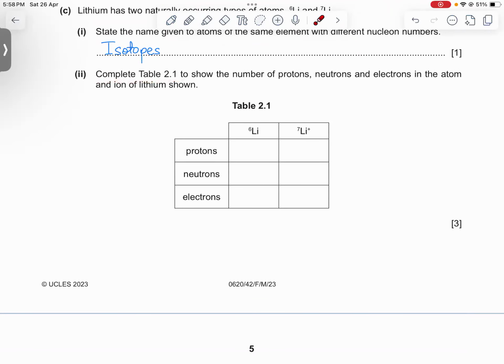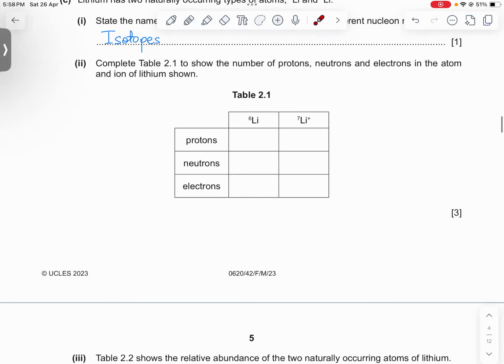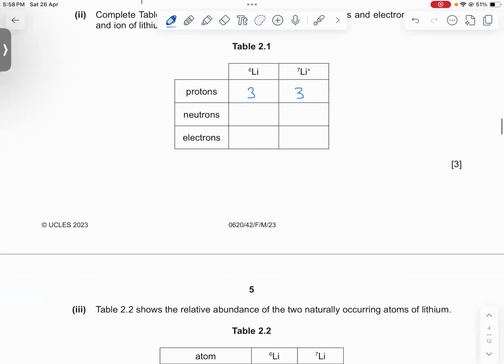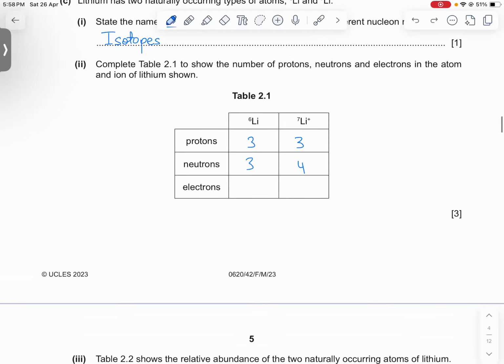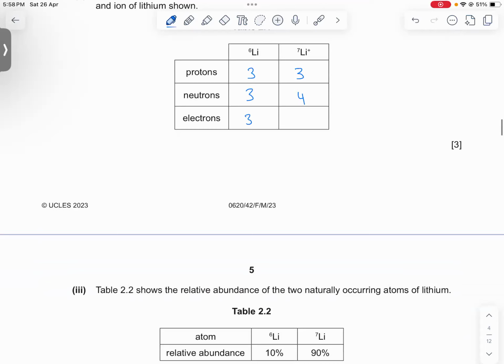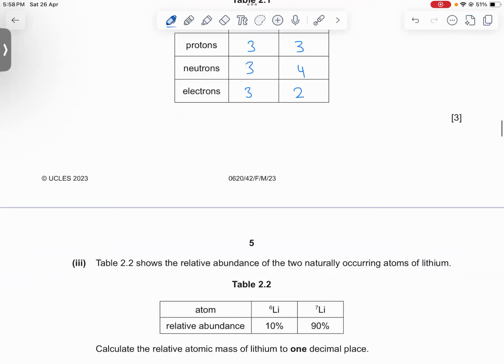Complete table 2.1 to show the number of protons, neutrons, and electrons in the atom and ion of lithium shown. All right, so number of protons, each lithium has 3 protons. This is something you can memorize or remember. Neutrons: this one has 3 because subtracting 3 from 6 is 3. And this one has 4 because subtracting 3 from 7, you get 4. Number of electrons: lithium, when it is neutral, will have 3 electrons because everything has the same number of electrons as protons. But this one has a +1 charge, meaning it has lost 1 electron, so it has 2 electrons.